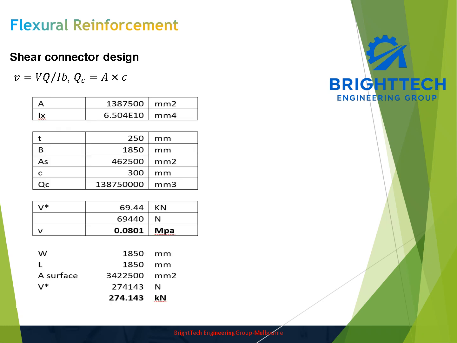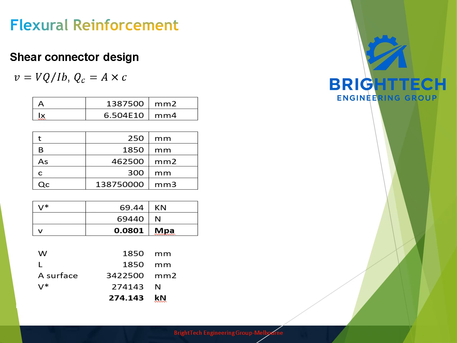In order to design the shear connectors, we can use V equals the applied shear force times Q over Ib. Q can be found by A multiplied by C. A is the cross-section area and C is the spacing between the bars. We have the area, we have the moment of inertia in the x direction. We have T, which is 250 millimeter.